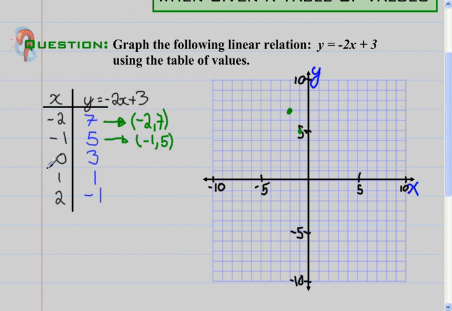The next point would be at 0, 3. So I go x is 0 and up 3. 1, 2, 3. The next one's at 1 and 1. So I go over 1 and up 1. And you should start noticing that as we plot the points, the linear relation becomes clearer and clearer. Let's plot the last one.